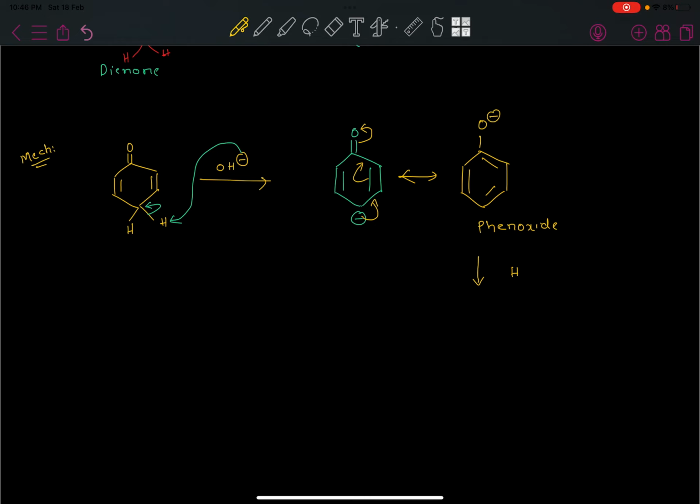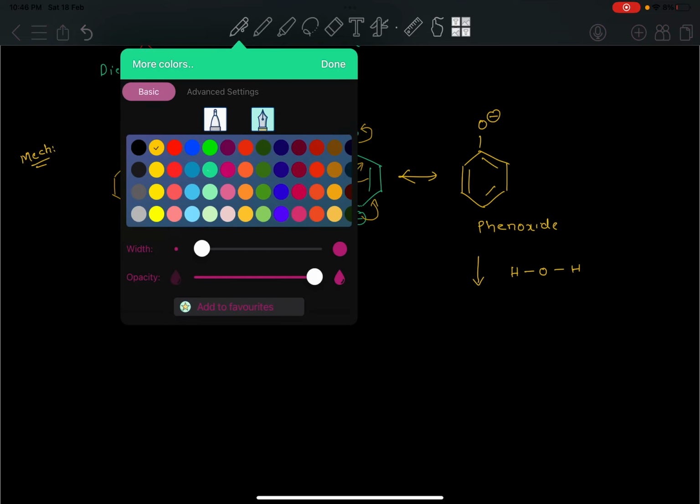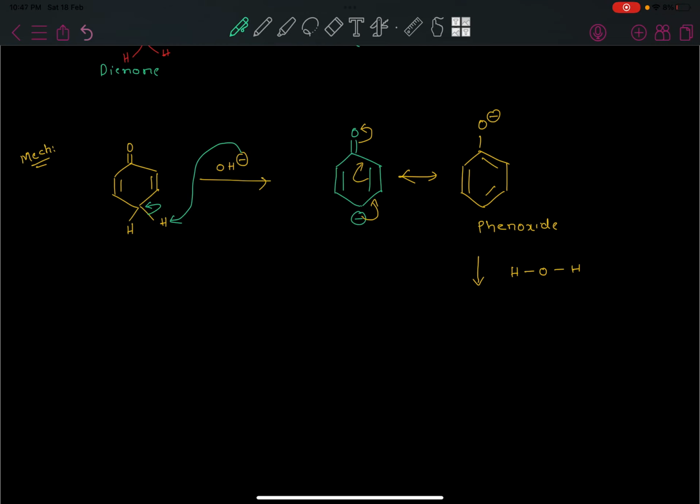H2O, HOH, right? When you're treating that with HOH, what will happen? H has a delta positive charge, you also know that, right? Can I say oxygen will have a delta negative charge because of the polarity which exists? So this negative charge will attack this H plus center, and what will the product be? It will just be a phenol, guys. It will just be a phenol, right? So this is our product formed.